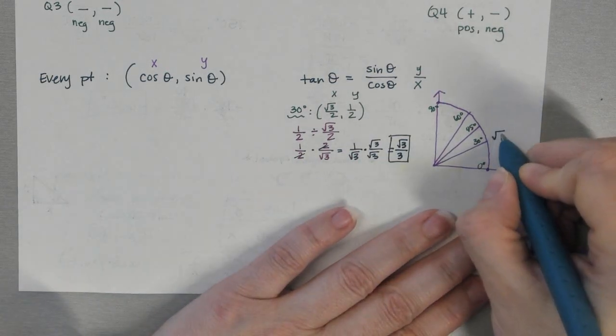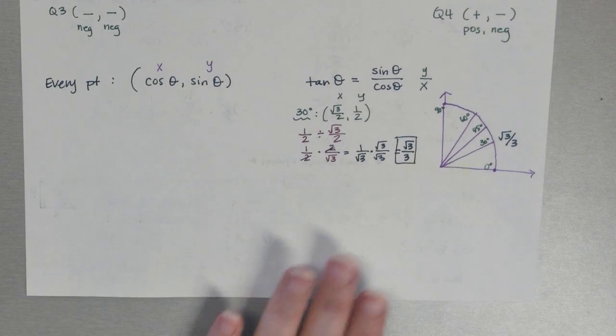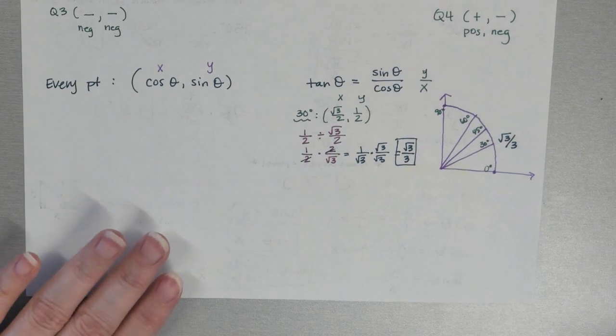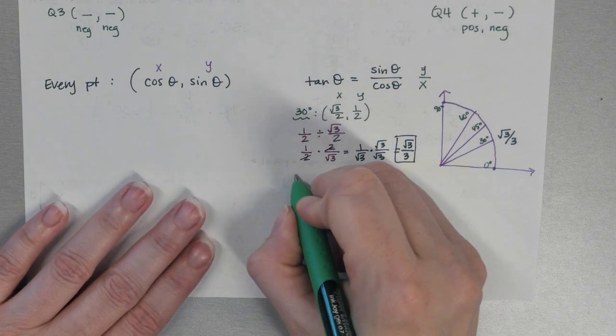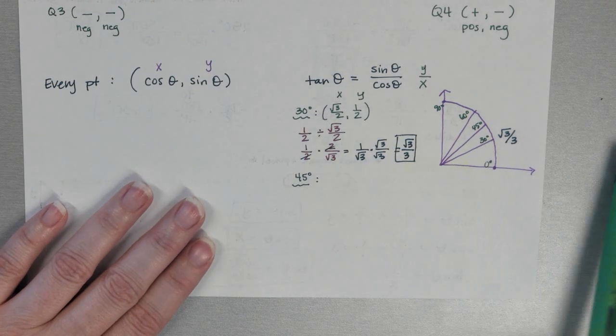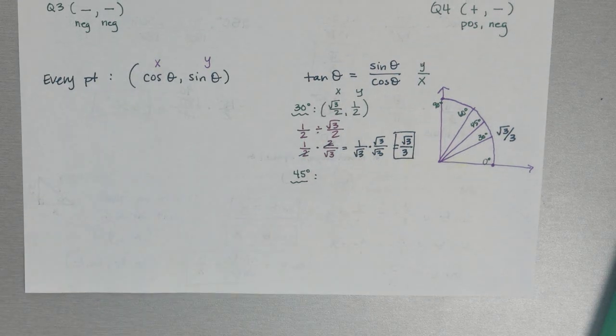So let's put it on our chart. The tangent would be root 3 over 3. Now can you guys do the 45 degree and the 60 degree? We'll just do that with your row and then check to make sure you guys both got it.